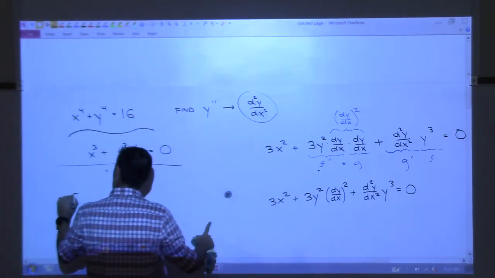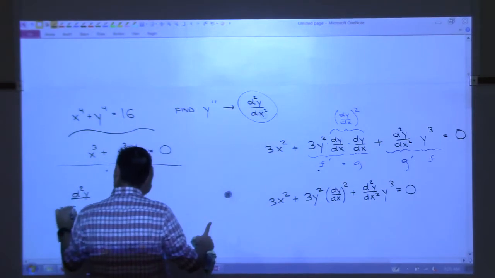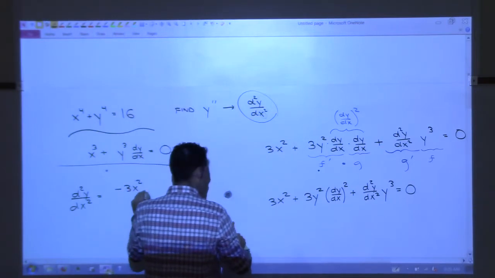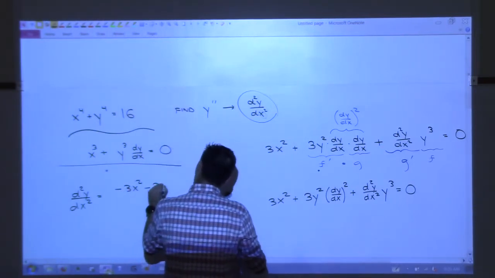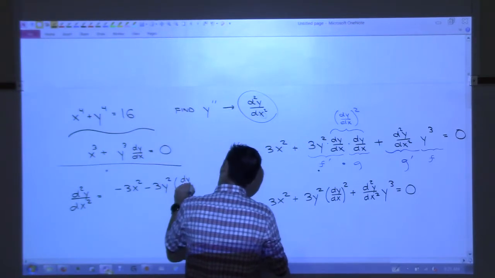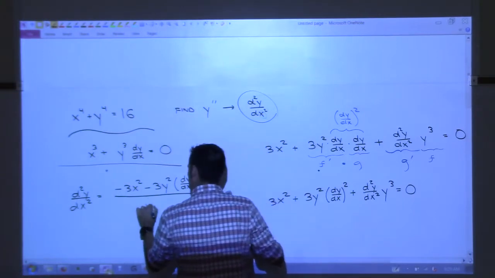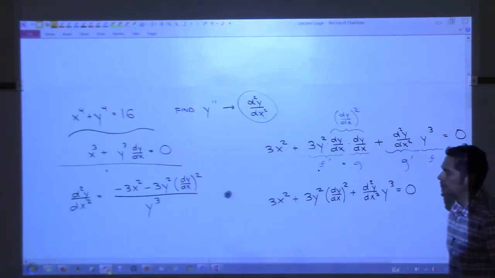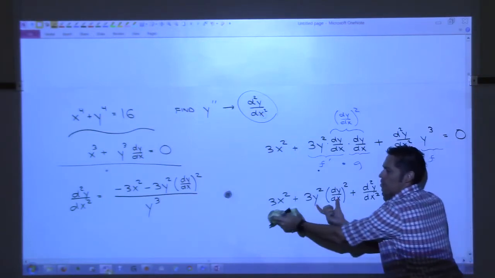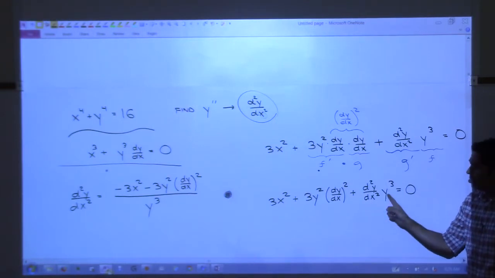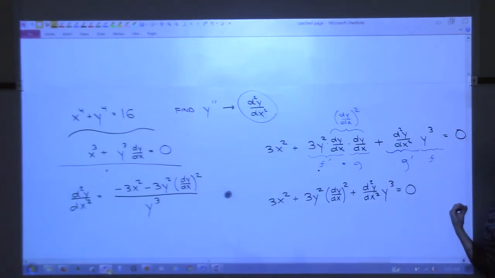I have the second derivative equals negative 3x squared minus 3y squared, derivative of y with respect to x squared, all over y cubed. Okay, so what did I do here? I moved these two things over, which made them both negative. And then I had this by itself, and I didn't want the y cubed there, so I divided y cubed on both sides. So that's our second derivative, right? You sure? No questions?